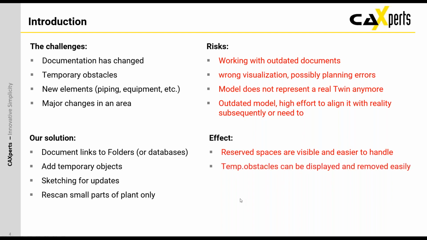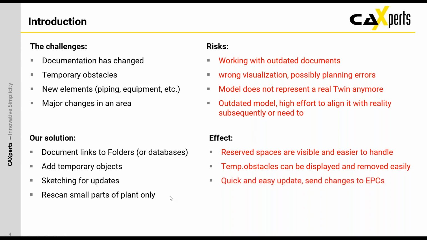When you add temporary objects, temporary obstacles can be displayed and removed easily in your model with UPV. This can be done, for example, through sketching. If it's permanent, you can also do exports and reprocess it, recalculate it into the model. So you always have the correct representation of the as-is status, as opposed to the planned as-built status.